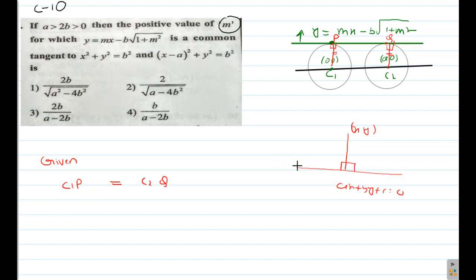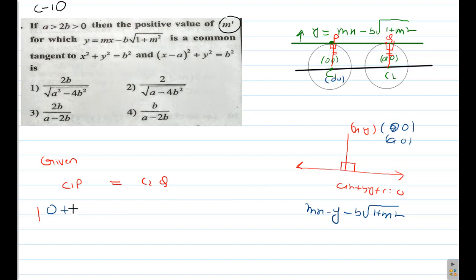Everyone knows how to find the distance from a point to a line. The point is x1, y1 and the line is ax plus by plus c equals 0. The distance is the modulus of ax1 plus by1 plus c, divided by root over a square plus b square. First of all, I want to write this tangent equation in standard form: mx minus y minus b into root over 1 plus m square. Once it becomes (0, 0), another time it becomes (a, 0).